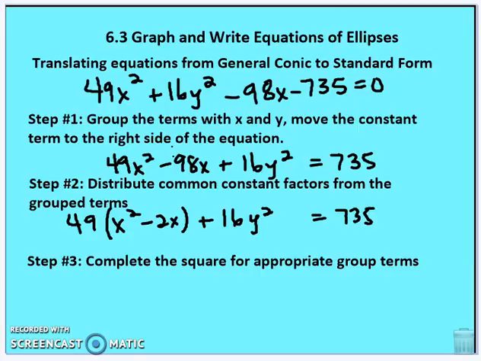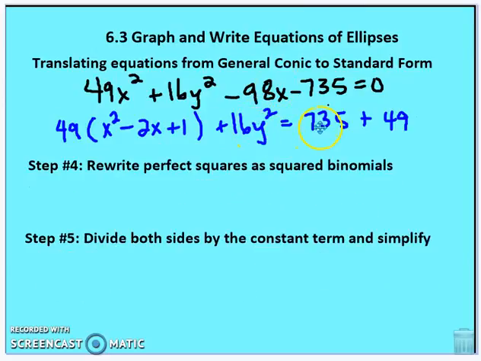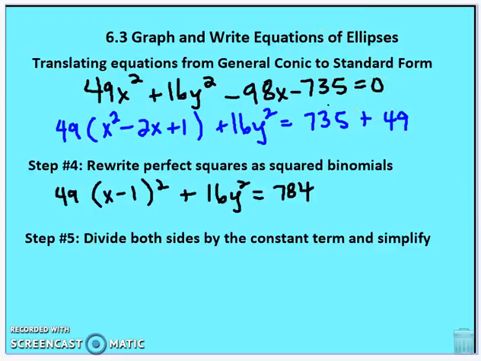Then we're going to distribute the common constant factors from the group terms. And then we're going to complete the square. So remember, when we add in this value for 1 here, we have to add 49 times that value. So we're going to have 49 to the left or to the right-hand side. We're going to rewrite the equation that we had from the previous page. We're going to rewrite as a squared binomial. 49 times x minus 1 squared plus 16y squared is equal to 784.